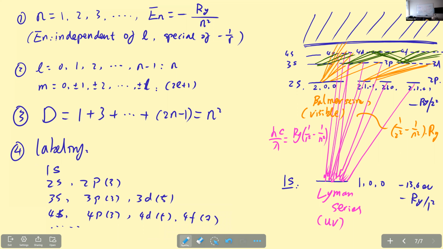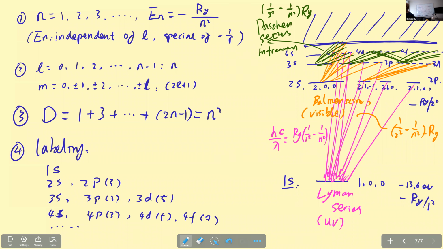Right. So you can have all of the others. This one is called the Paschen series. The energy is 1 over 3 squared minus 1 over n squared times the Rydberg energy, right? The photon energy. And this one is infrared.